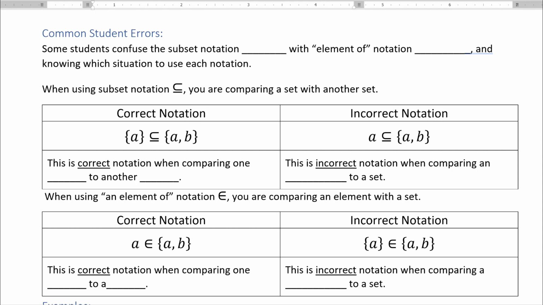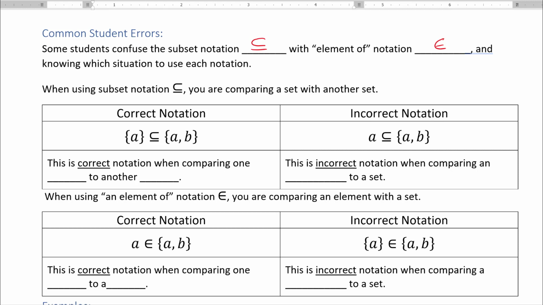So I want to address some common student errors. Sometimes students confuse the subset notation, which is this notation, with the element of notation, which is this, and knowing which one to use in each situation. So when using the subset notation, you are comparing one set with another set.